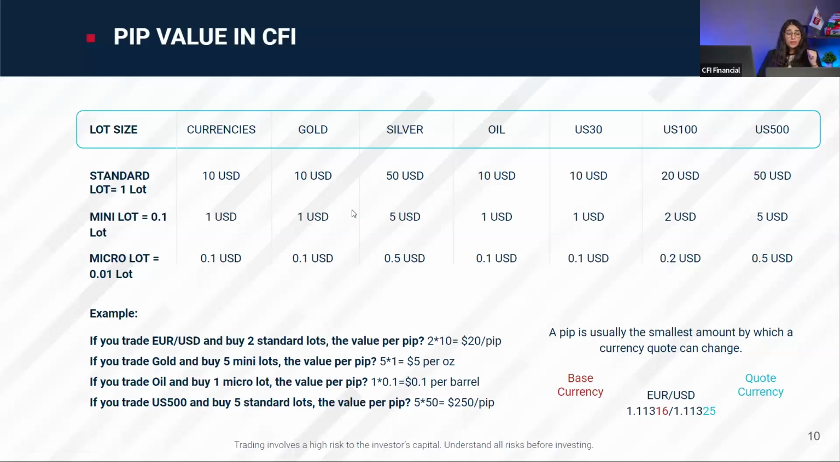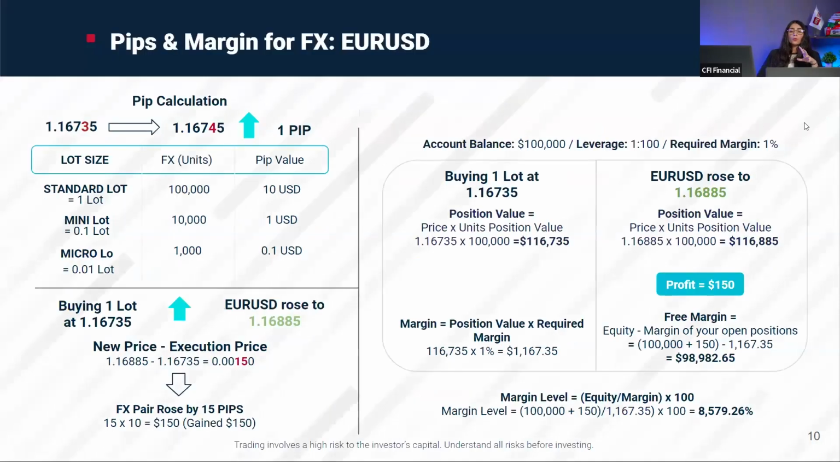We're going to look at another example, with currencies. If I entered one standard lot of a currency, I would be winning or losing, depending on my position, approximately $10 per pip. If I entered a mini lot of currencies, that means 1 pip will be equal to $1. And if I entered a micro lot, that means 1 pip will be equal to $0.1 US. So now we have covered the basics that you need to know before getting into the calculation.